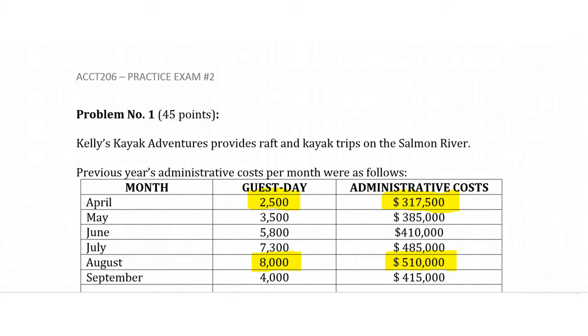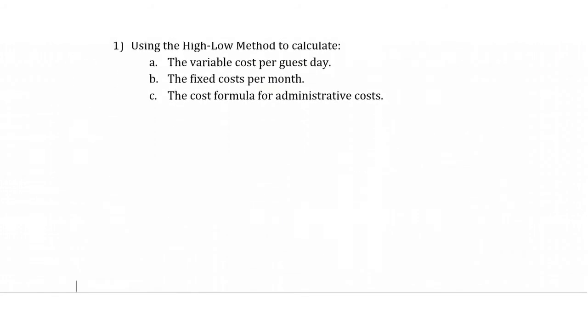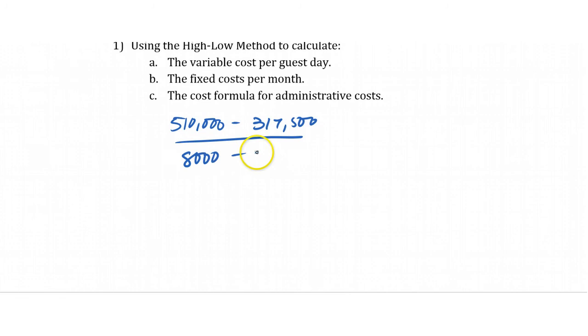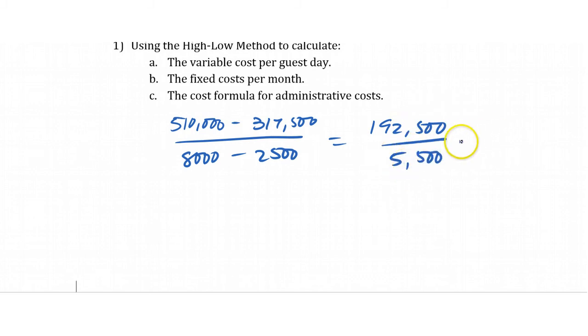Okay, so let's scroll down here a little bit and write a couple formulas out. To figure out variable cost, we take the dollars divided by volume. So it's high dollars minus low dollars, divided by high volume minus low volume, and that gives us 192,500 divided by 5,500, or $35 per guest day. That's the answer to number one.